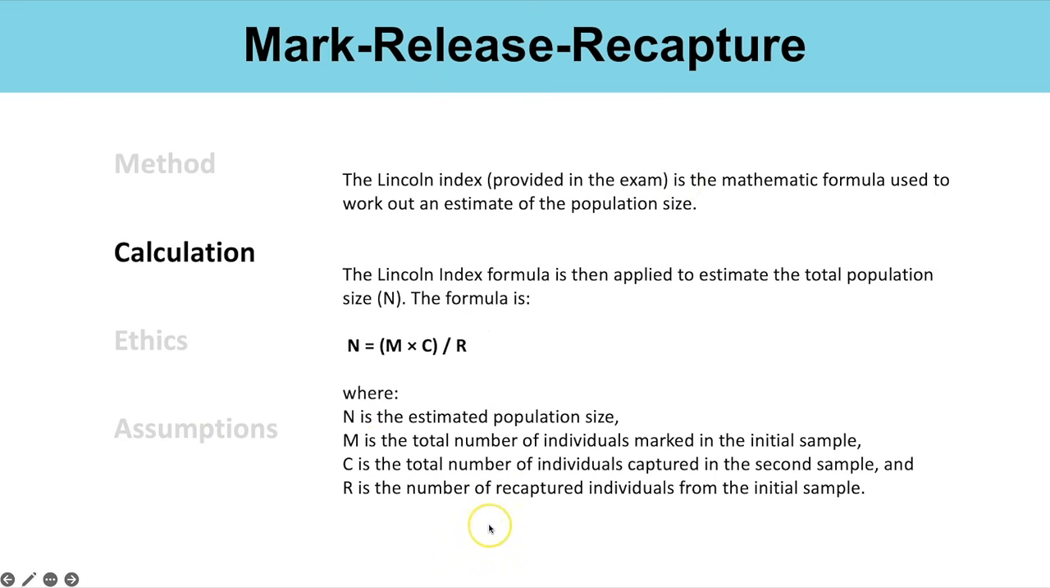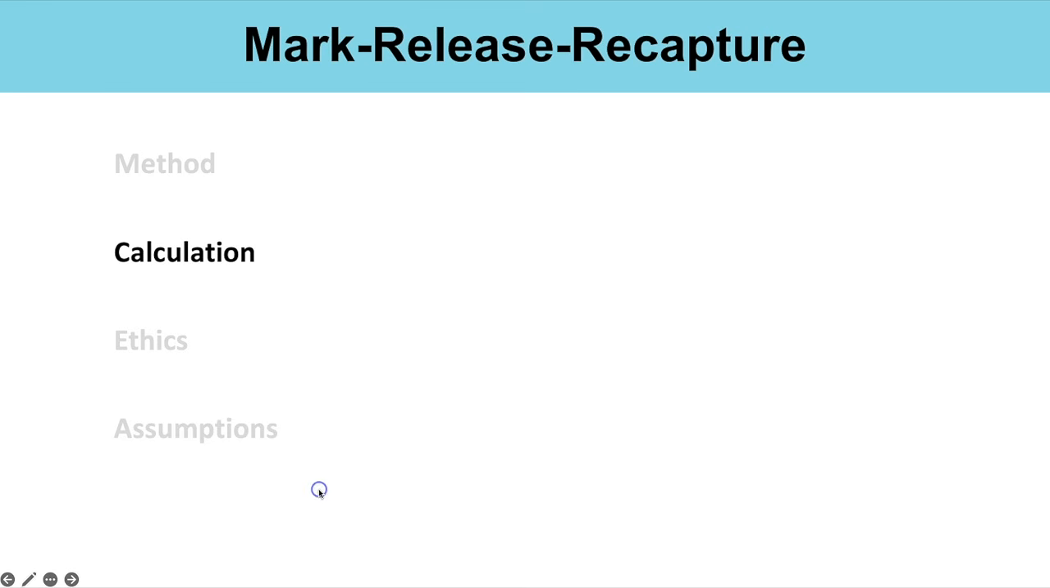You just need to know how to use this Lincoln index. So N is our population size estimate, and M is the total number of individuals marked in the initial sample. C is the total number of individuals captured in the second sample. We multiply those together and then we divide that by the number of recaptured individuals from that initial sample, which means the number that have the mark in them in that second capture. And this will then give us our population estimate.